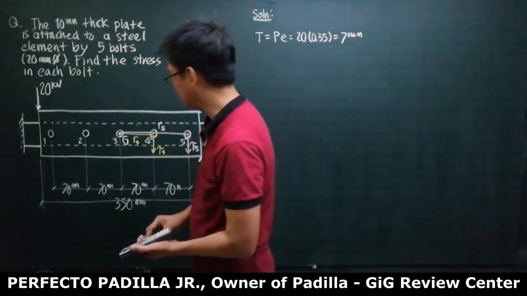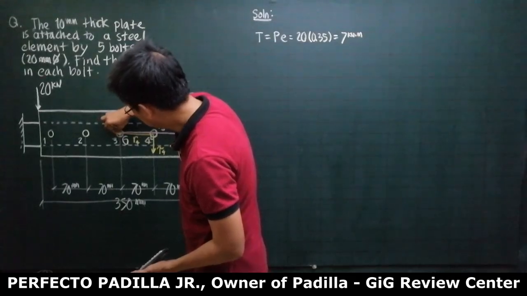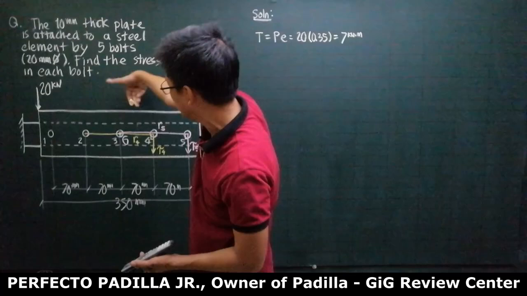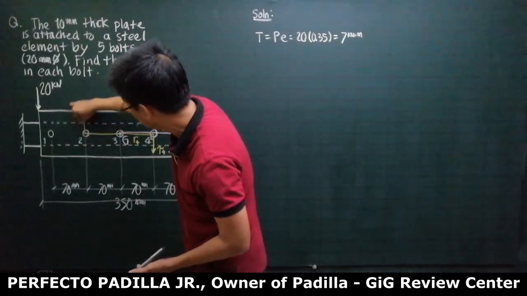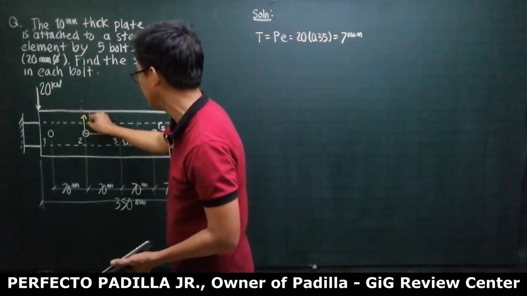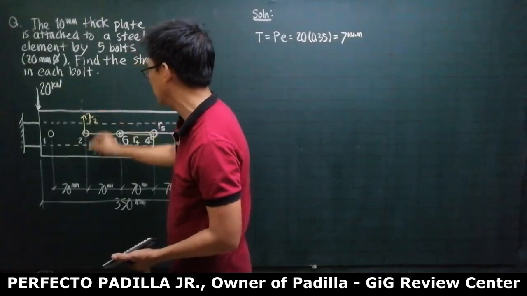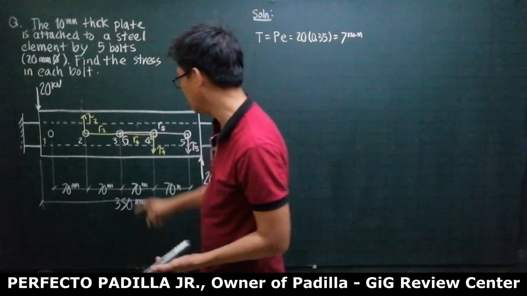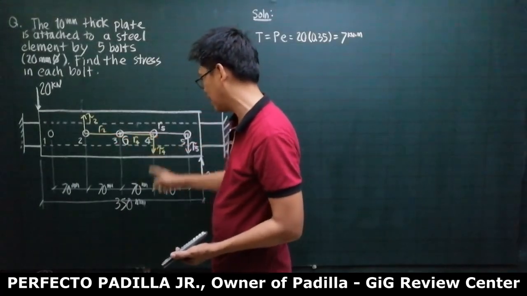On the other hand, for bolt 2, its distance from G is this one. To produce a clockwise moment, it must be something like that. So the direction must be upward. So this is tau in bolt 2. So this is R in 2. Notice that R2 and R4 are equal.